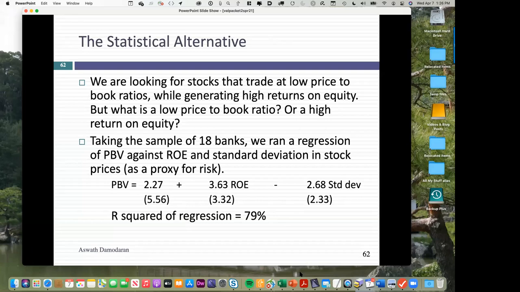Higher numbers are better. Two or above, you feel pretty confident. So basically, what is this regression telling me? This is a pretty good regression. R squared is high. The coefficients make sense. The signs make sense. Higher ROE companies have higher price to book ratios. Higher risk companies have lower price to book ratios. You say, but you're an analyst, what are you going to do with the regression?